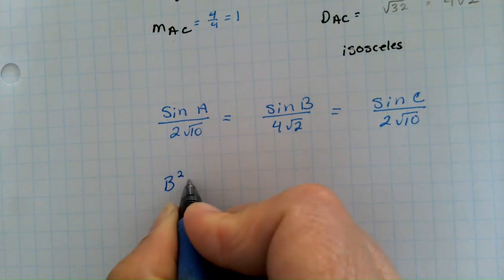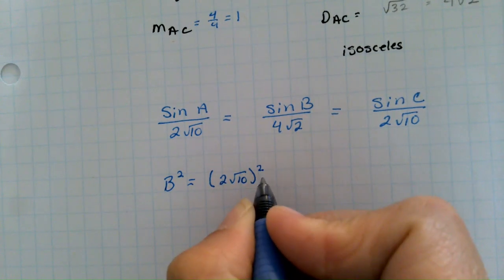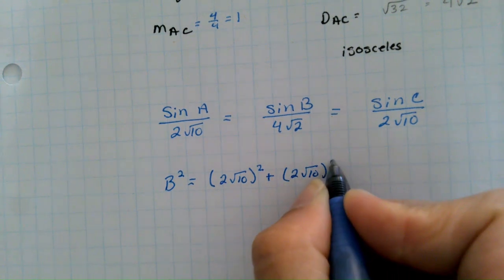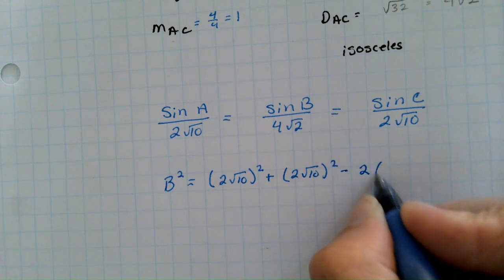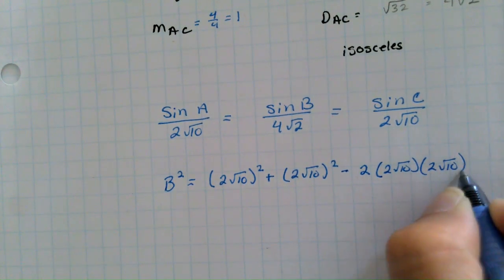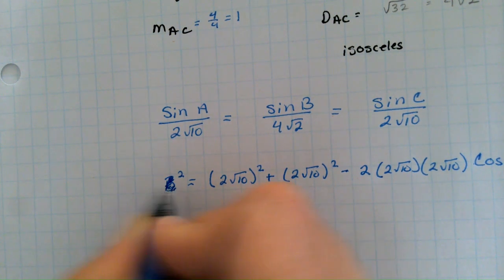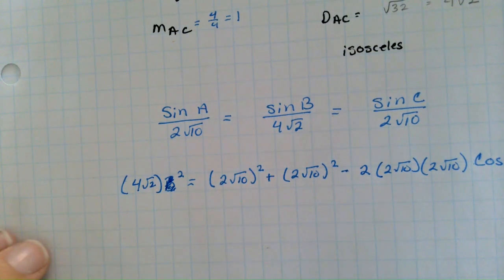So B squared equals A squared plus C squared minus 2A C cosine, and I forgot to put in B was 4 square roots of 2. Okay, we have that all filled in.